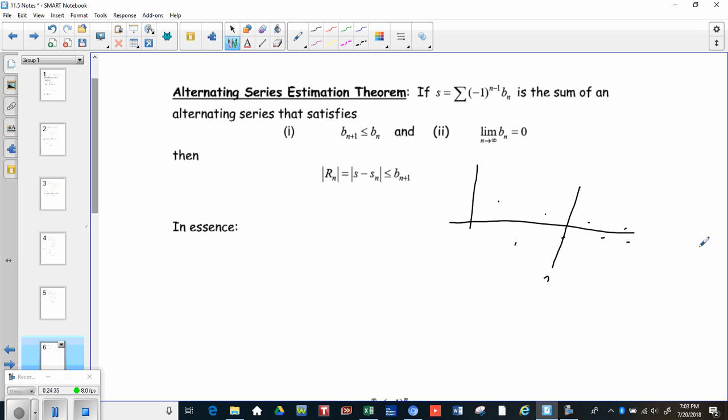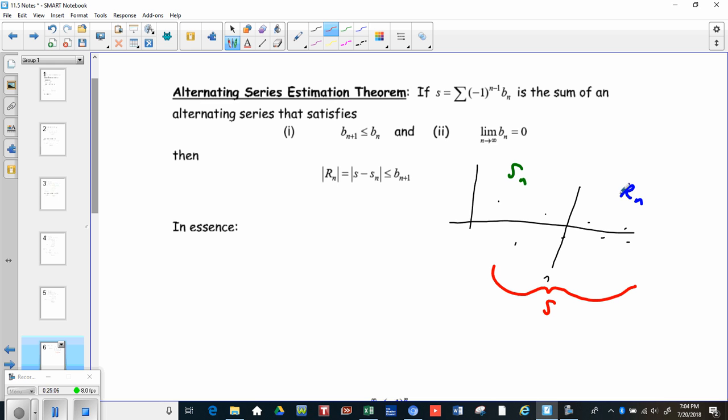This stuff out here is what's left over. This is your remainder section. Out here is the remainder. This is the sum of the first n terms. If I take all of these things right here and add them up, then I would actually get the entire sum. So the remainder is going to be the entire sum, the whole red part, minus the green part.